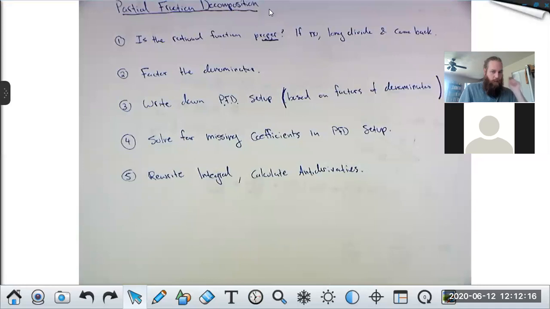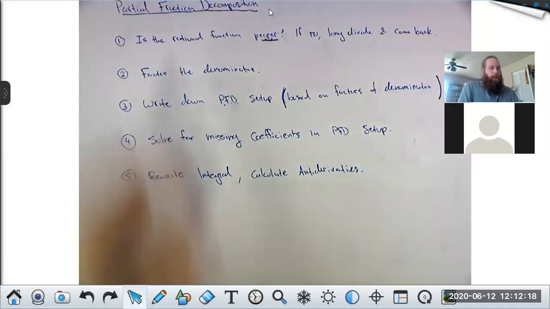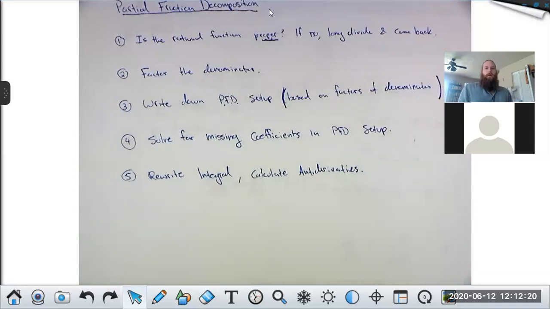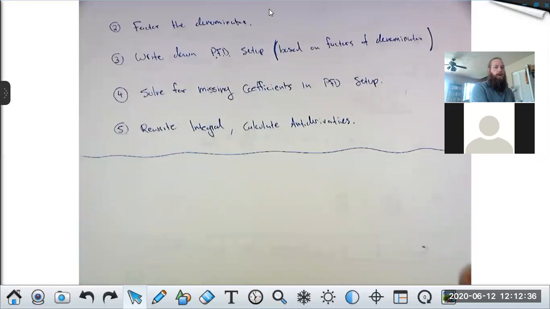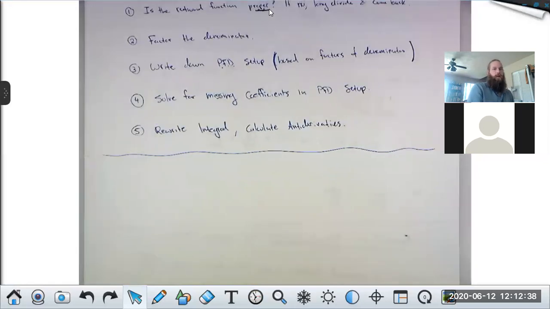I apologize. So what is PFD? PFD lets us take a rational function and split it up into smaller, simpler rational functions. Each one is very easy to integrate. It's kind of like going backwards in the process for finding a common denominator. So I want to show you an example of what it is I'm talking about here, and that will help you to start to gain a little bit of intuition.